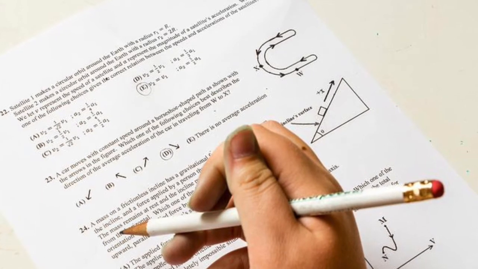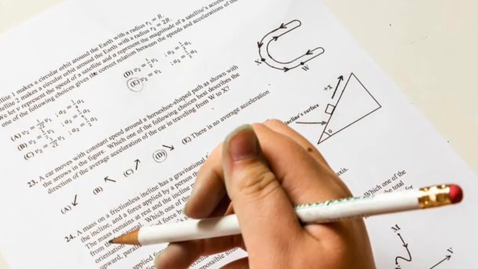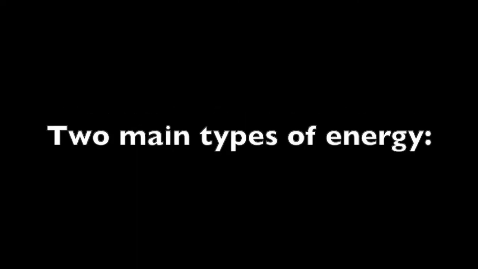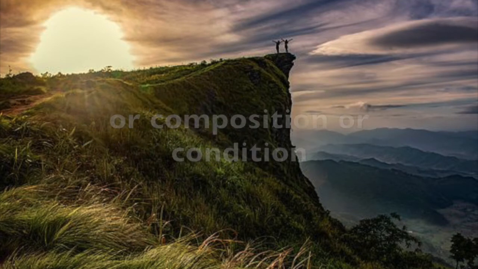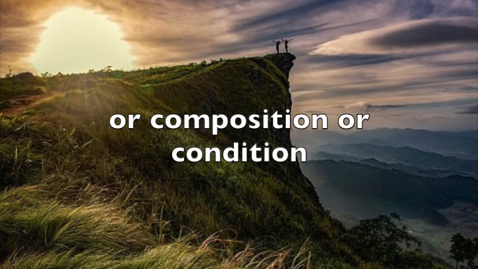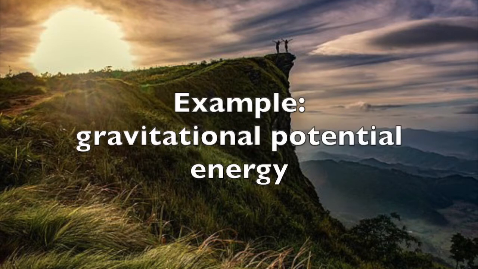From past courses like physics and physical science, you may already be aware that energy is the capacity to do work or to produce heat. There are two main types of energy. The first is potential energy, and this is energy an object has because of its relative position or composition or condition. Gravitational potential energy is one kind of potential energy.